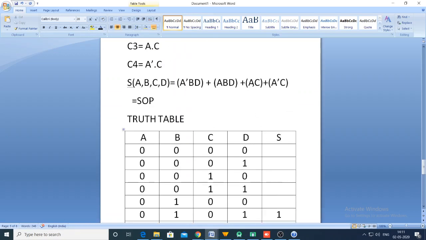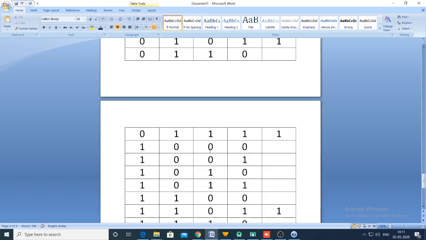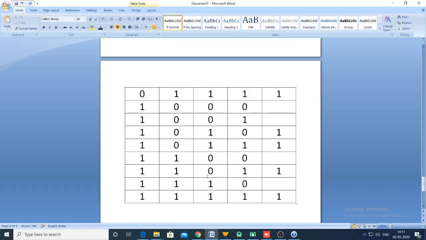Okay, the next one, A C. A is 1, C is 1. A is 1, C is 1. A is 1, C is 0. A is 1, C is 1. So in here 1, A is 1, C is 1, in here 1, and okay, A is 1, C is 1. Okay, yes.